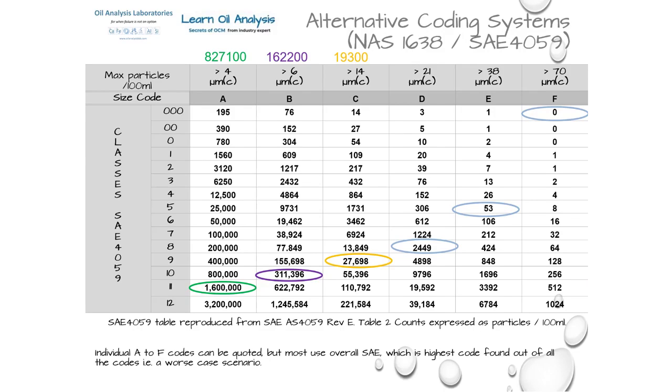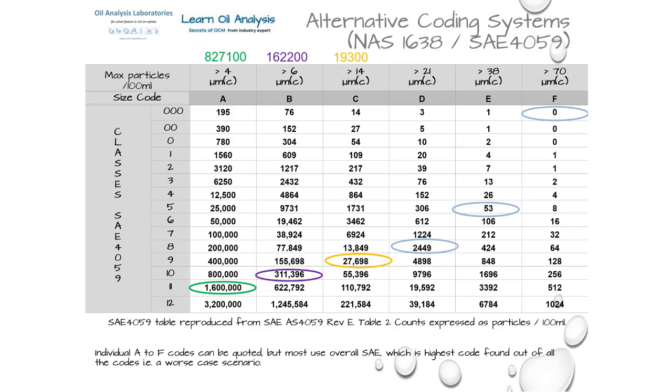Usually though, most people just work on the overall SAE 4059 code, which is the worst value across the A to F subclasses. In this case, it's 11, so it just works on the worst case scenario. As you can see, a new oil is practically at the top end of the scale, so this scale only really works for the most ultra clean environments, such as in aviation. So unless you work in this industry, you're probably only ever going to come across ISO 4406 codes.